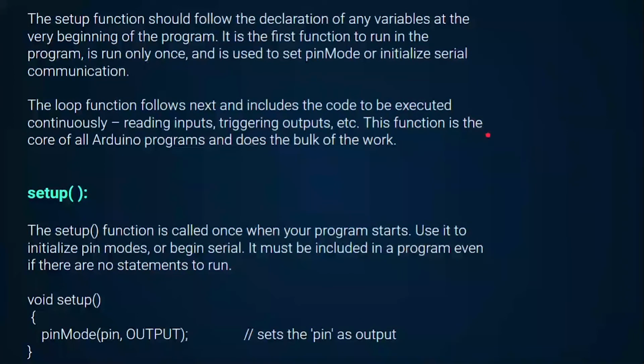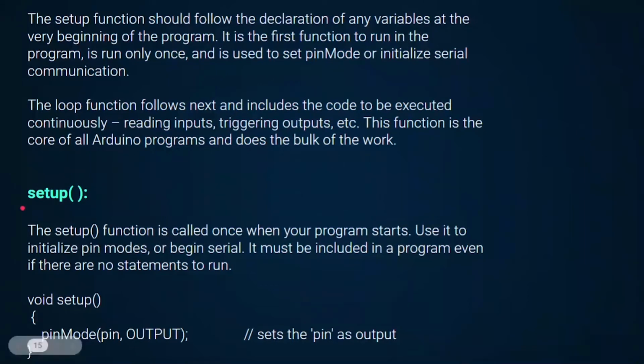And the loop function follows next and includes the code that needs to be executed continuously. So like reading inputs, writing the outputs or triggering the outputs. These are some of the statements that need to be executed continuously in a loop, so we write them in the loop function. This function is the core of all Arduino programs and does the bulk of the work. Whatever you write inside that loop function is going to determine what your program is going to do.